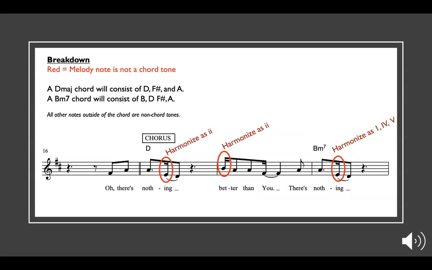Now we need to recall the harmonizing rules for non-chord tones. And if we remember, for the 1 chord, we need to harmonize as a 2. And for a 6 minor, that falls into the all other categories, which means we would use a primary triad, which is 1, 4, or 5.